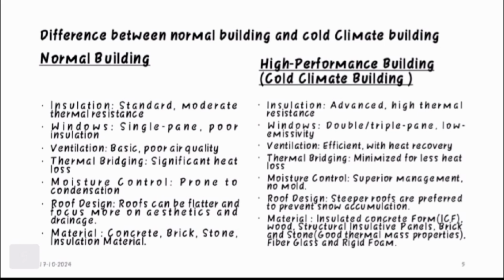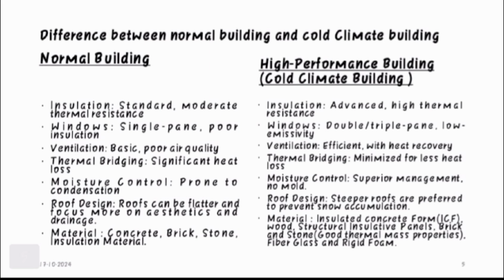Under the normal building construction, insulation standard is moderate thermal resistance, and windows used are single panes or poor insulation, and ventilation is basic with poor air quality, and thermal bridging causes significant heat losses, and moisture control is prone to condensation. Roof design can be flatter and focus more on aesthetics and drainage, and materials like concrete, brick, stone, and insulations are used.